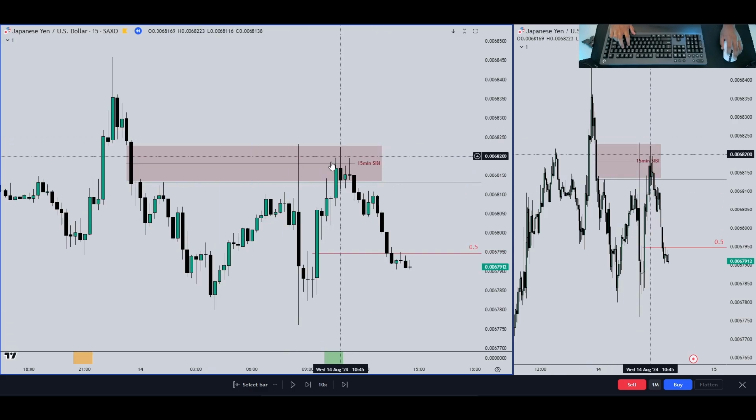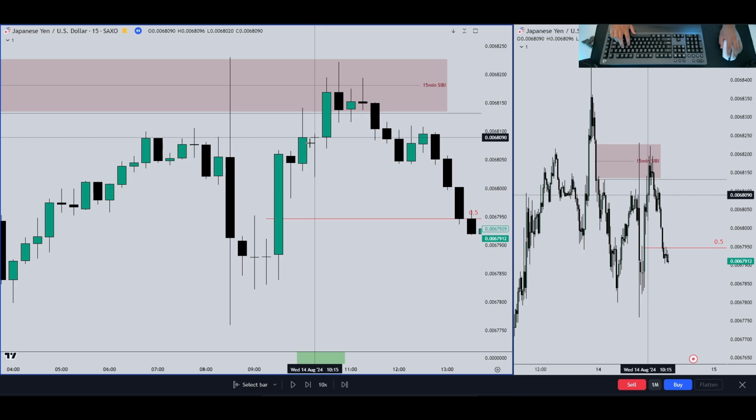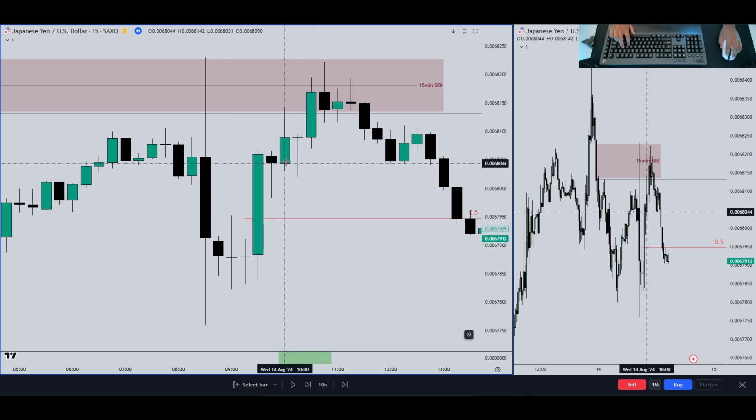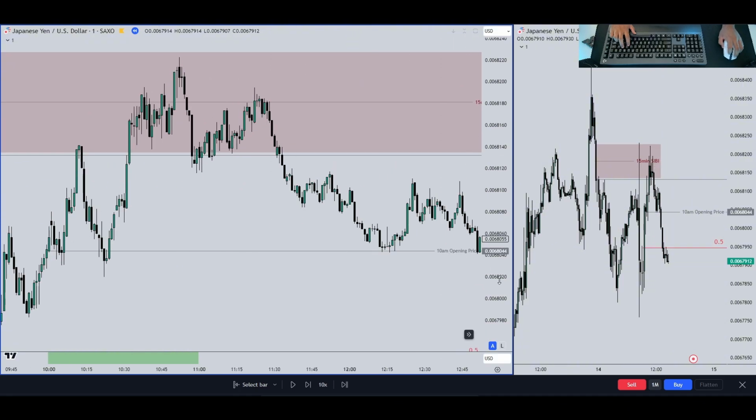So we have the SIBI, we're above that midnight opening price, and we also have the consequent encroachment of this fair value gap as well. And we're going to mark out the 10 a.m. opening price, which is going to be right here. Jumping into the 1 minute to see how we would have possibly framed the setup going in for the day.